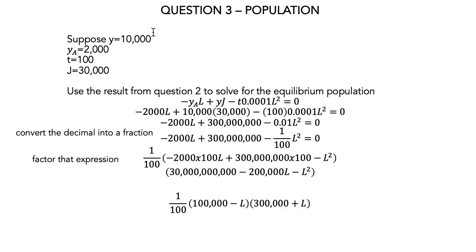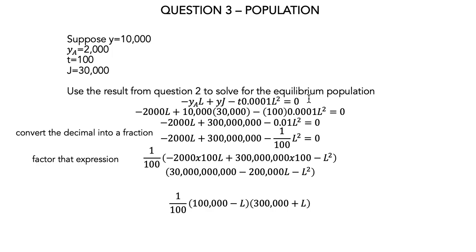Now, question 3 will give us some assumptions. Let's suppose that the income in the city is $10,000. Let's suppose that the income in the agricultural sector is $2,000. Assume that the cost per mile, per block, of commuting is $100. And let's suppose that there are 30,000 jobs in the city. Now, let's use the result from question 2 to solve for the equilibrium population.